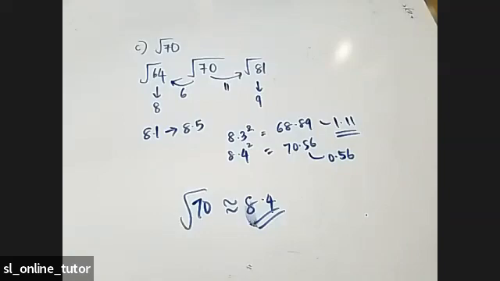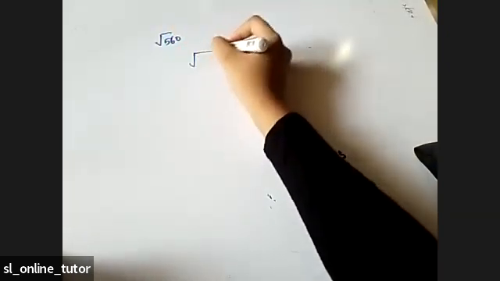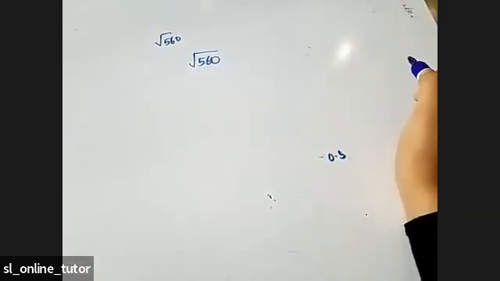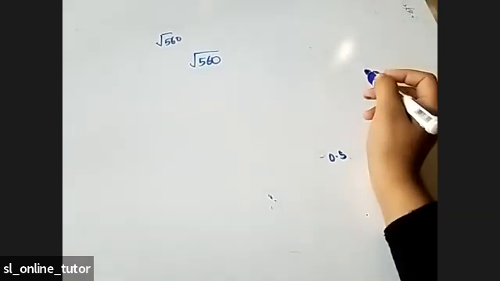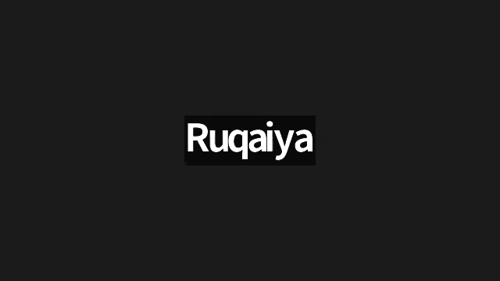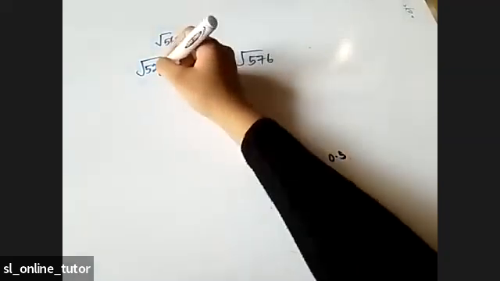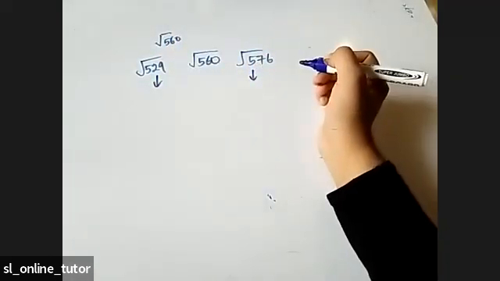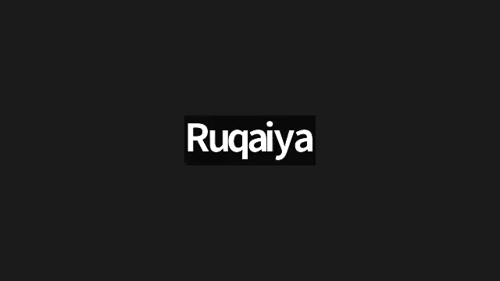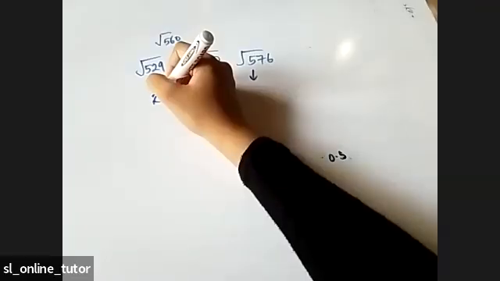What is the next question? C, D, last one. 7th question, last one is 560 given. So let me clear the board. Square root of 560. Let me ask this question from Rukaya. Tell me what are the 2 perfect squares that you can put on either side? 529 and 576. Okay, she's correct. You have to find those values easily. Square root of 529 and 576. What are they? 23 and 24.